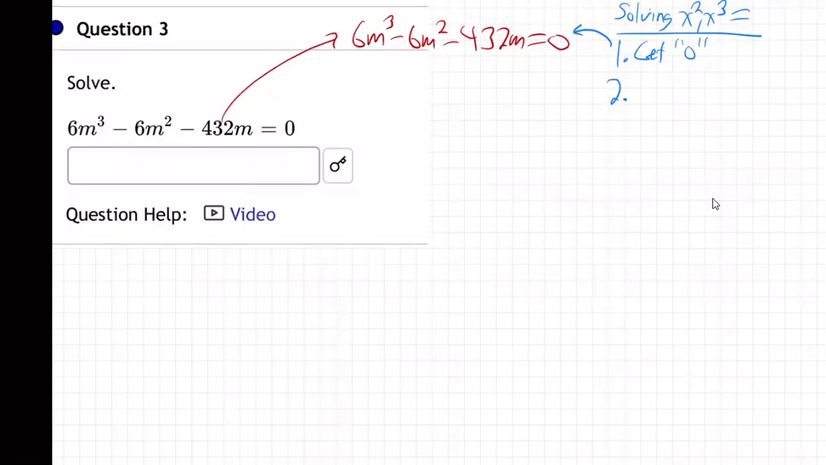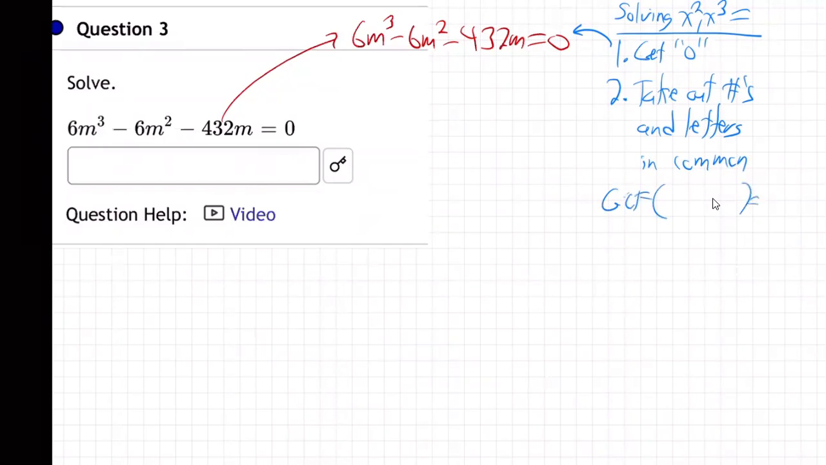Step two, take out numbers and letters in common. Put the GCF in the front, one big parenthesis. I'm kind of using up too much room there. GCF in the front. Put out what's in common. Equals zero. And in this case, we're going to have three things inside.